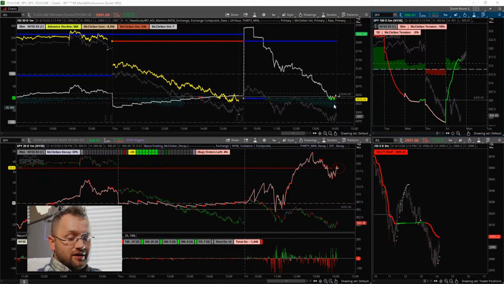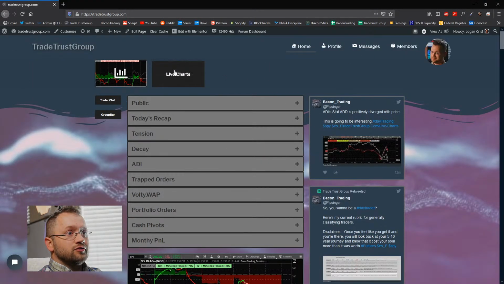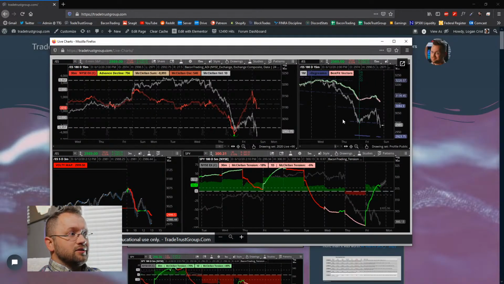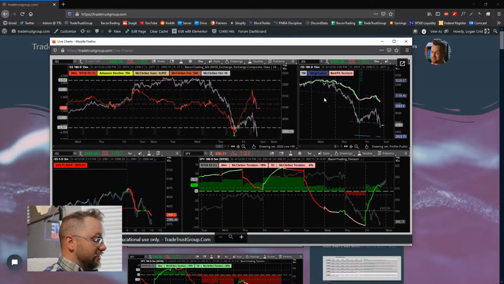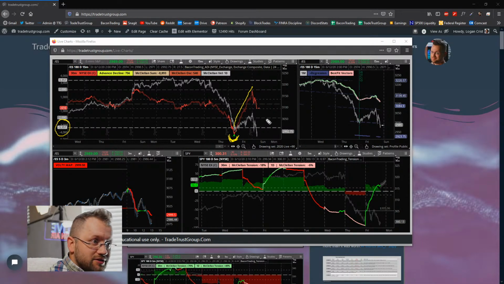Now there's another piece of analysis. You come over to the Trade Trust group. You go to the live charts here. Mine looks different than yours because I have to put... Anyway, take a look at this. You remember this? We were talking about this just yesterday into the close. We have the stat ADI got set outside of reality, that it can't push to these levels.